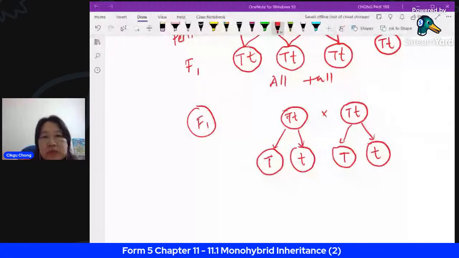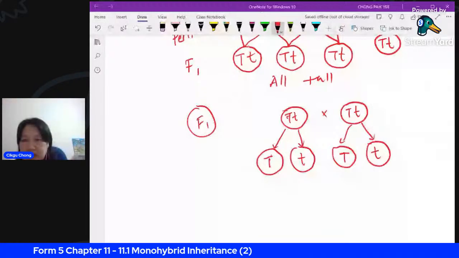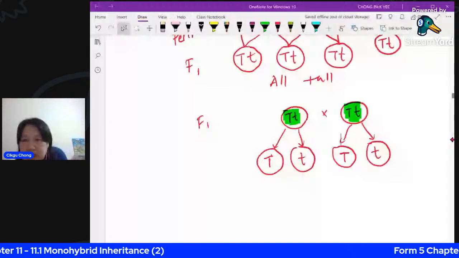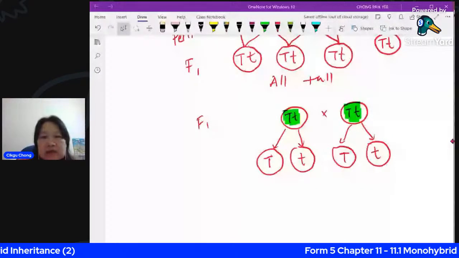Okay, nothing else so far. So let's carry on. Now you have to write back here. Don't forget, write meiosis here at the side.